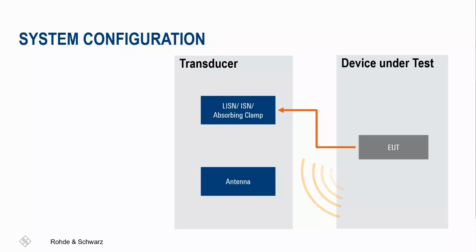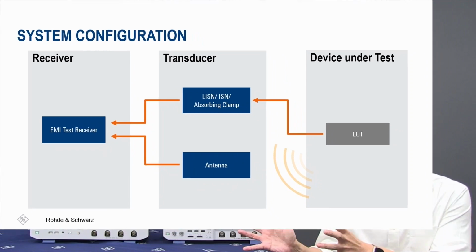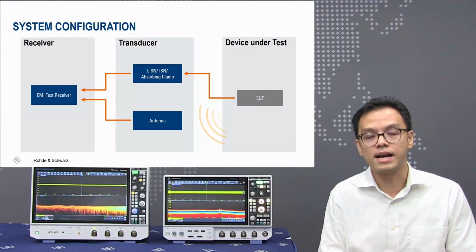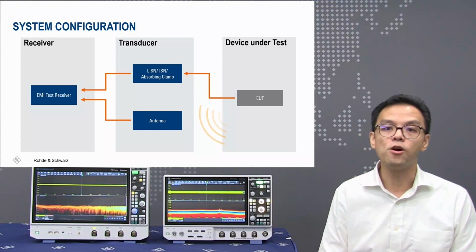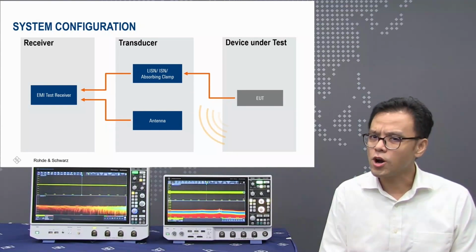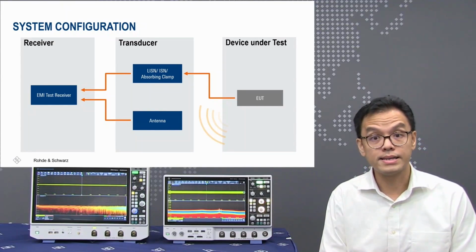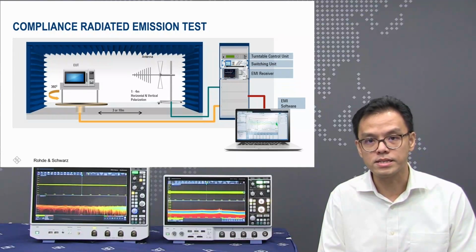Conducted emissions involve isolating the device using a line impedance stabilization network, LISN, to channel the noise to the EMI receiver. Radiated emissions use an antenna to capture the noise emitted by the device under test, which is then fed to an EMI receiver for measurement. While the concept is straightforward, the setup can be challenging, as depicted in this diagram, illustrating a compliance radiated emission test.